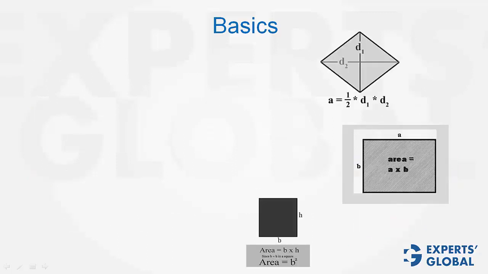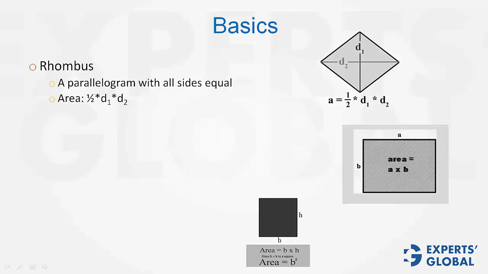Look at these figures. What is the first one here? The first is a rhombus. A rhombus is a parallelogram with all 4 sides equal. So both the pairs of opposite sides are parallel, and all the 4 sides are equal. Area is half the product of the lengths of the diagonals.